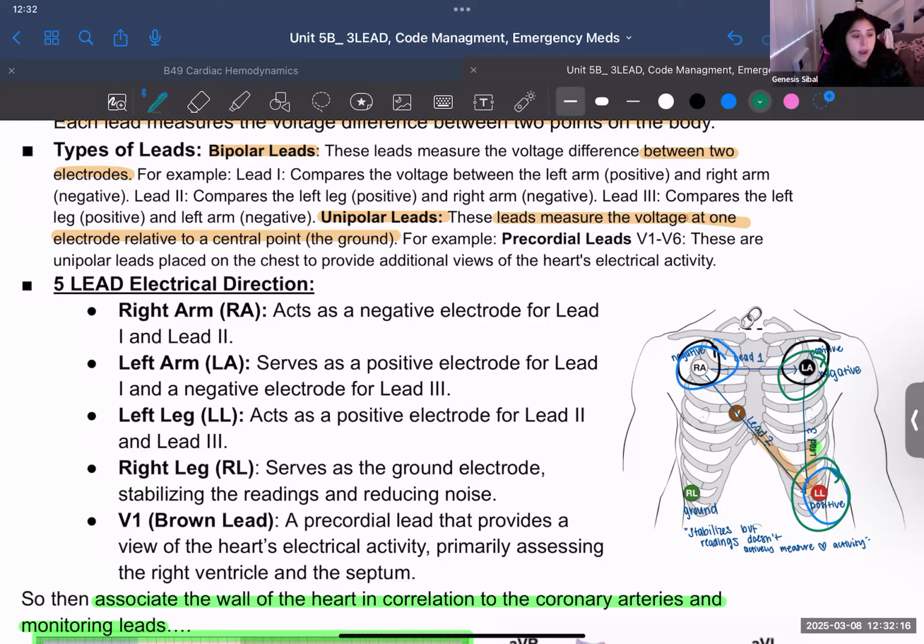So really, these main ones, the bipolar leads, are the ones where there are two of them, measuring the voltage between two electrodes. Unipolar is just helping with measuring the activity there, but it doesn't directly relate to two different ones. It doesn't measure the voltage between two different electrodes. And precordial is basically just talking about more additional views that we can see for V1 to V6.